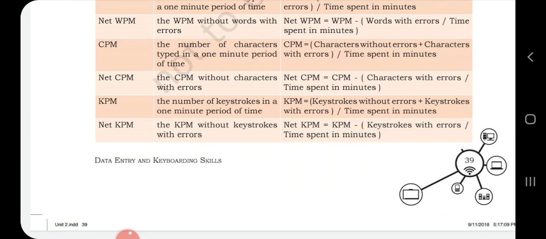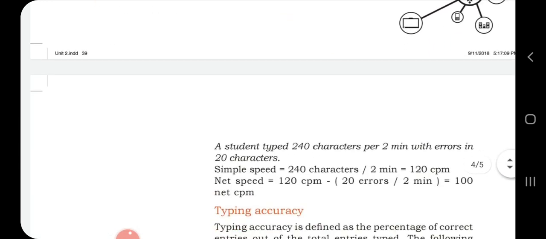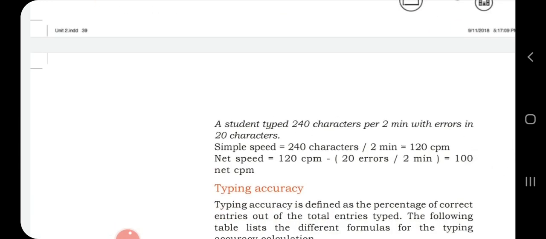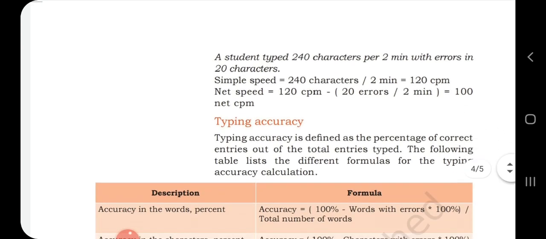Net speed is equal to CPM minus characters with errors divided by time spent in minutes. So net speed is equal to 120 CPM minus 20 errors divided by 2. So 120 minus 10. Its answer is 110 net CPM. Next one is typing accuracy.